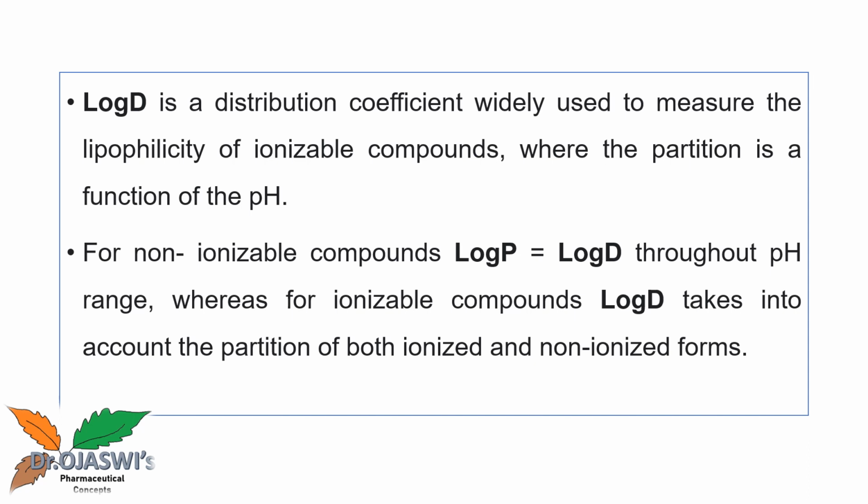Here we have to understand that there are two terms, log P and log D. Log P, the partition coefficient, generally refers to the concentration ratio of the unionized species of the compound, whereas the distribution coefficient, log D, refers to the concentration ratio of all the species of the compound, that means including ionized as well as unionized forms.